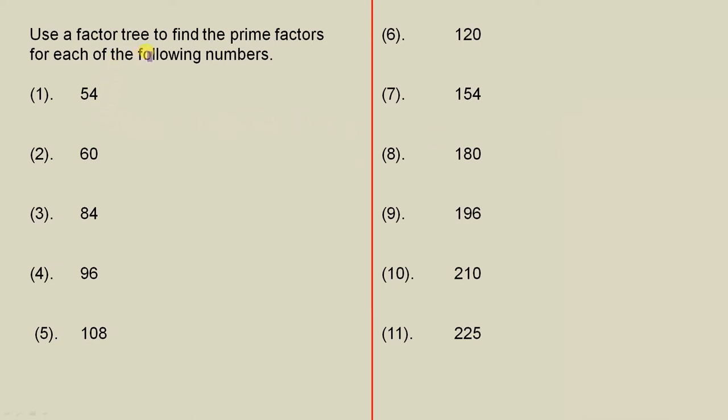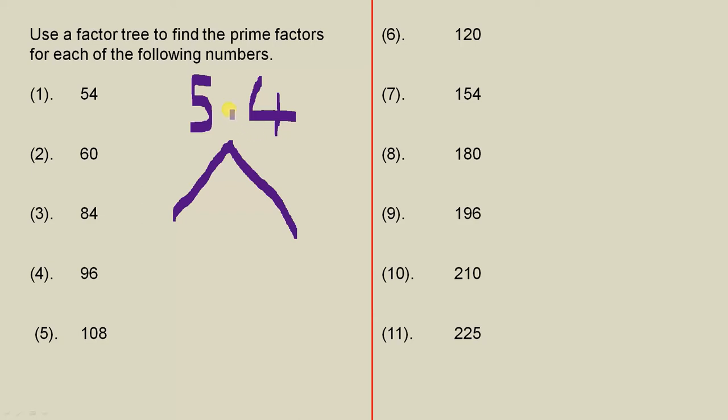So use a factor tree to find the prime factors for each of the following numbers. We start off with 54. So basically I'll just give you a quick hint. If we write 54 like that up the top, so there's our 54, and this is how we build up the factor tree. We just do two arms coming down like that, and we find two numbers that are multiplied together to give us 54.